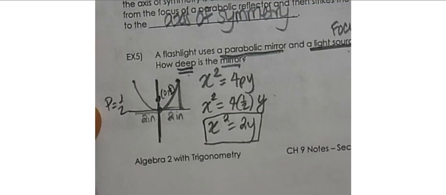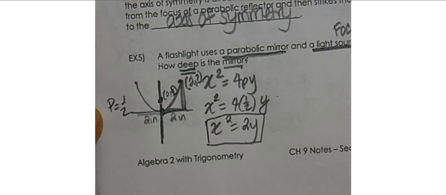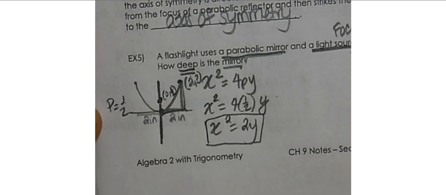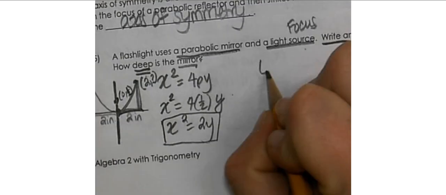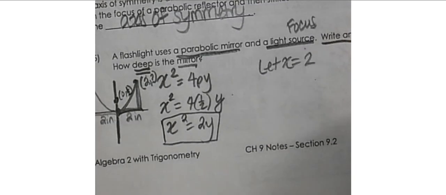Cool. Now I need to figure out how deep the mirror is. So that means that I want to figure out at my highest point, how tall is it? Okay, well what I do know is that if I were to go over 2 and then up some y value, I would land at this point. So this is going to be 2, comma, I'm going to call it question mark. I'm not sure what that value is going to be. What I can do is I can let x equal 2 and then solve for y. So that's exactly what I'm going to do. I'm going to let x equal 2 and I'm going to solve for y.